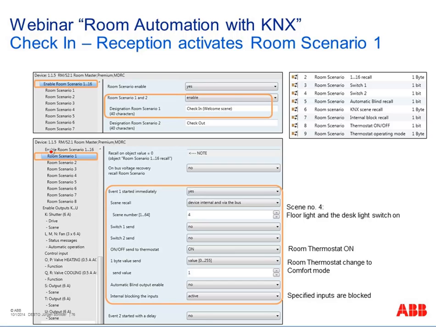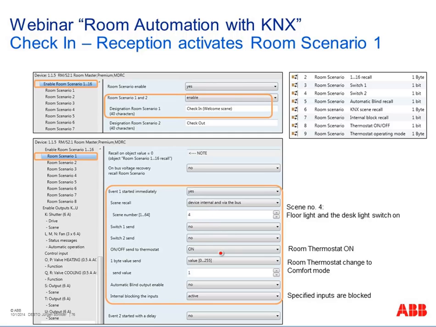So then we click on the room scenario number 1 and we can describe here what should happen when we call this room scenario. Yeah, we want to start our event immediately, yes, and we want to call the scene internal and via bus, and here we have to write the number of the scene. For example, scene number 4 means the floor light on and the desk light should switch on.